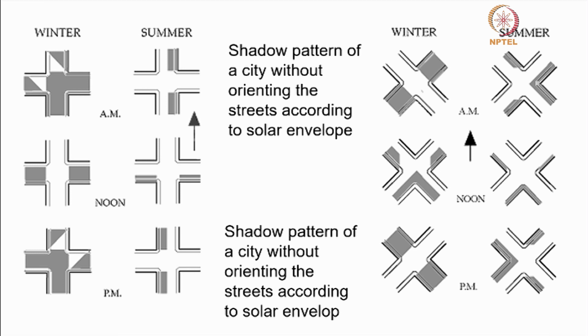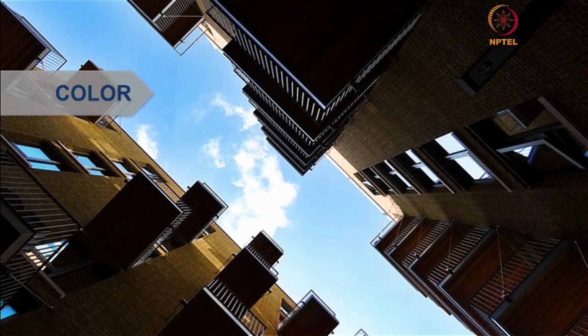So you can look at the effect that the placement of the streets, the orientation and the distance between the buildings can have on the overall city planning.